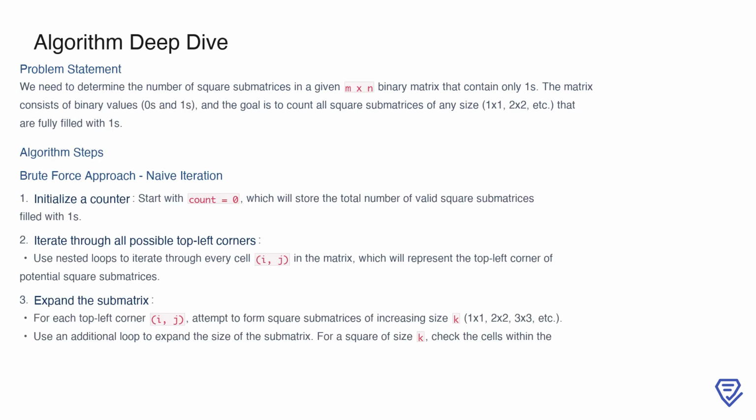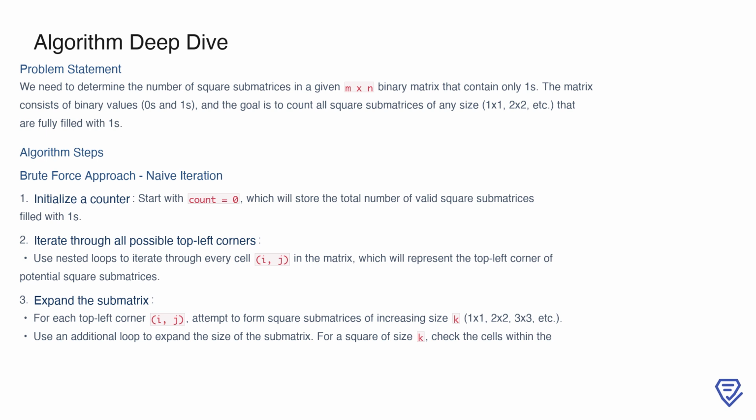To solve this problem, we need to calculate the total number of square submatrices within a given binary matrix that are entirely filled with ones. The matrix itself is composed of zeros and ones, and we're interested in identifying squares of any size, whether they are 1 by 1, 2 by 2, or larger, as long as they are completely filled with ones.